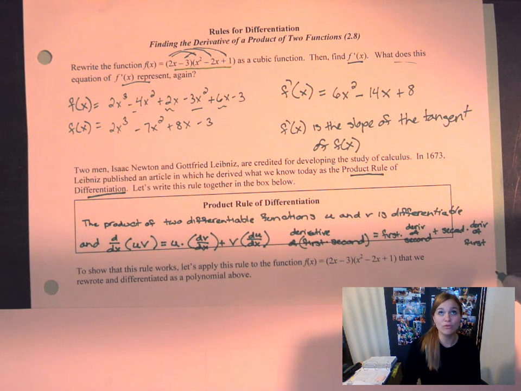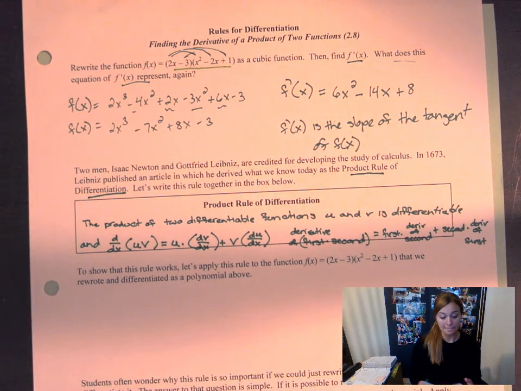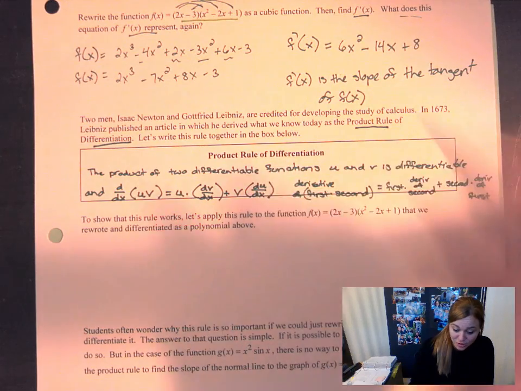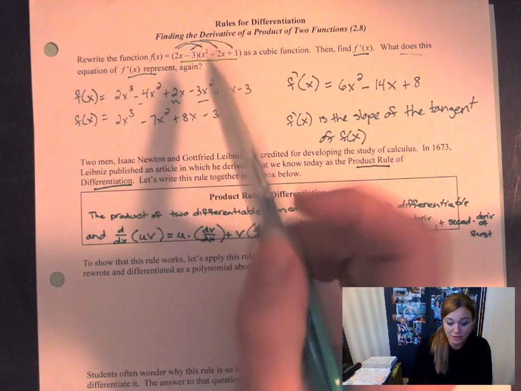And I will say this over and over and over again, and you'll memorize it too. First times the derivative of the second plus second times the derivative of the first. This is the product rule. So let's actually try to use this now. To show that this works, let's apply this rule to this function. And you can see that it's actually the same function that we had up here.